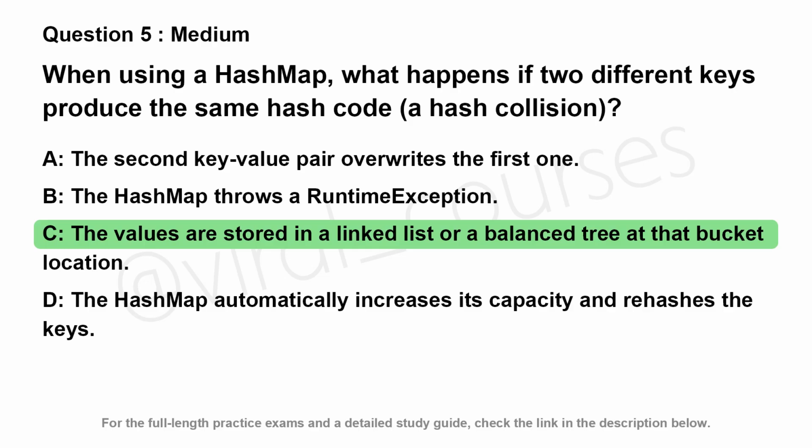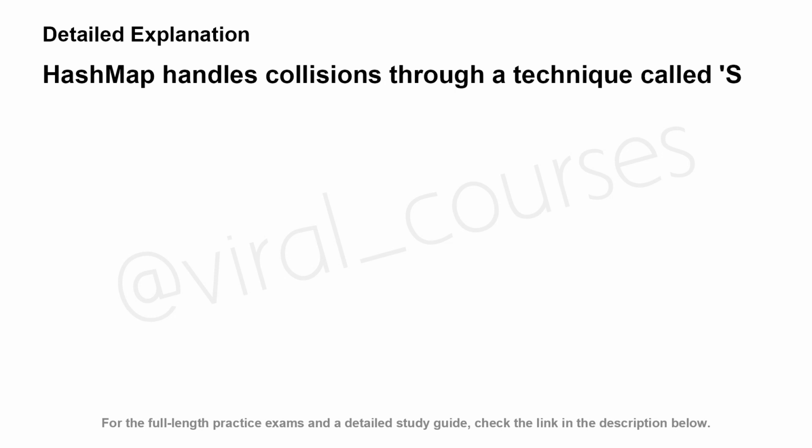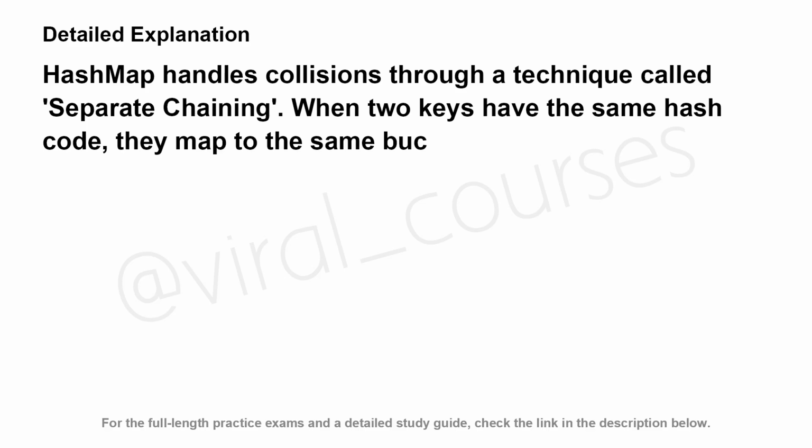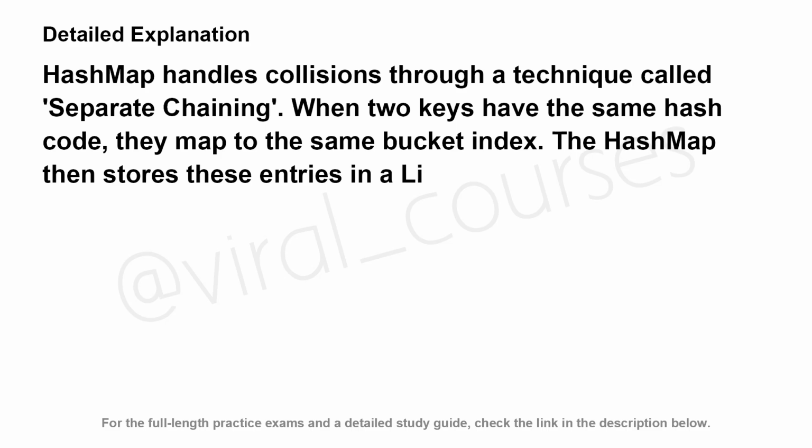The correct answer is C. HashMap handles collisions through a technique called separate chaining. When two keys have the same hash code, they map to the same bucket index. The HashMap then stores these entries in a linked list at that specific bucket.